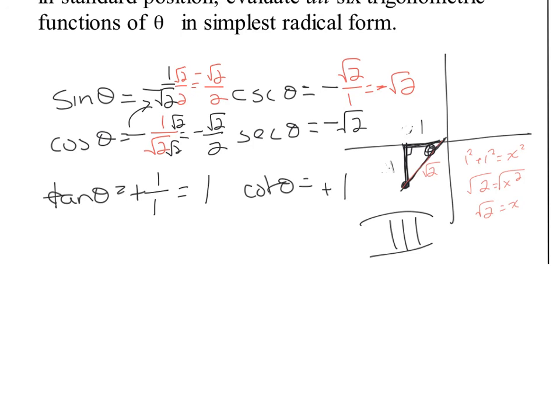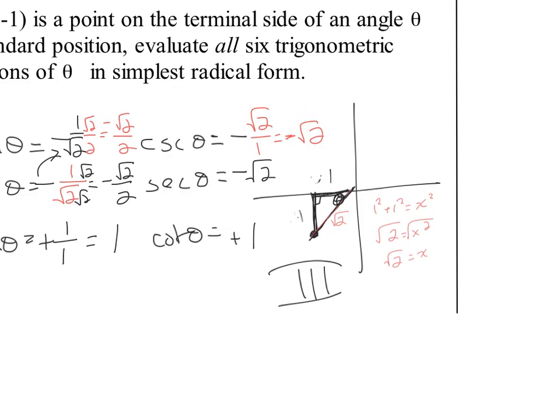So the 6 answers are: sine of theta is negative radical 2 over 2, cosecant of theta is negative radical 2. Cosine of theta is negative radical 2 over 2. Secant of theta is negative radical 2. Tangent of theta is 1. Cotangent of theta is 1. Okay. Next and final. Woohoo.